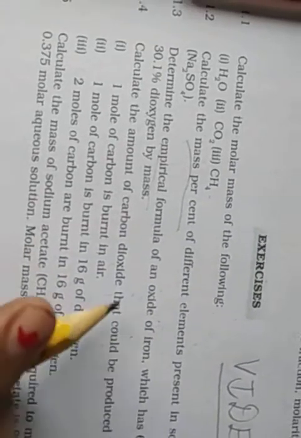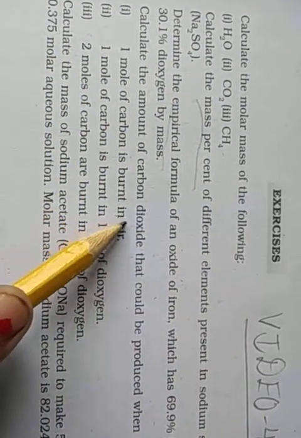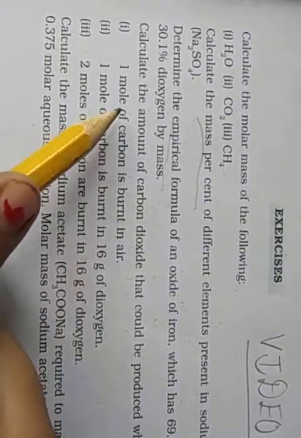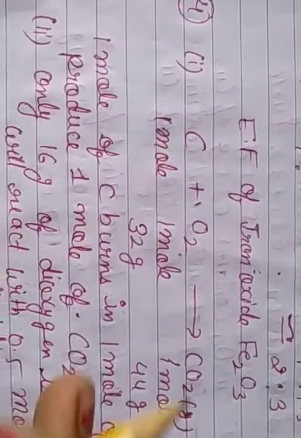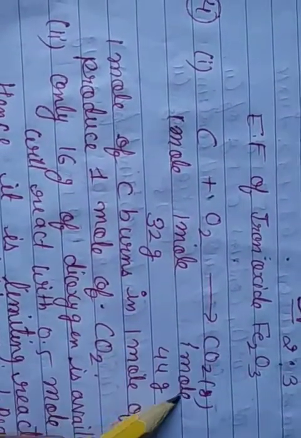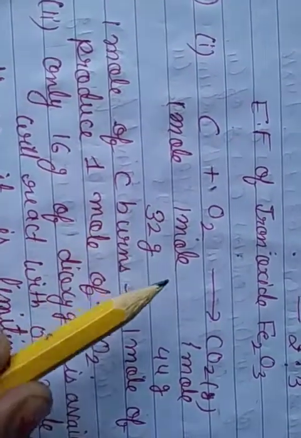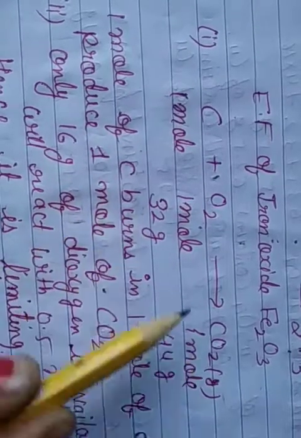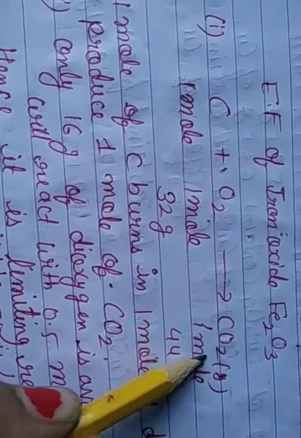Then question number 4: calculate the amount of carbon dioxide that could be produced when, first, 1 mole of carbon is burnt in air. Here first we have to see the equation. Carbon reacts with oxygen and converts into CO2 gas. So 1 mole of carbon and 1 mole of oxygen, that is 32 gram, and 1 mole of CO2 is 44 gram, because carbon 12 plus oxygen 16 into 2, so 44 gram.